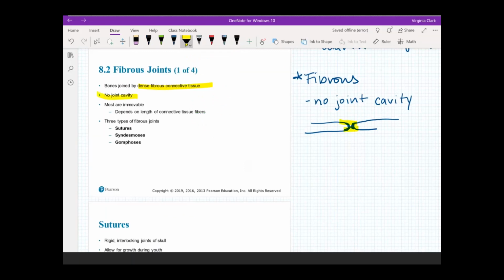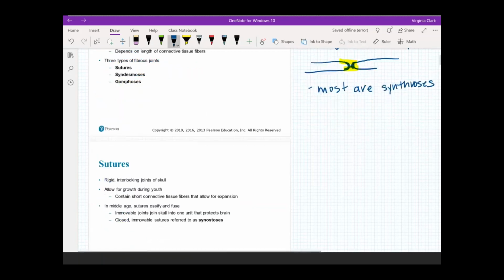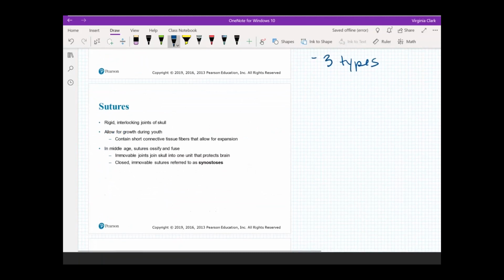The primary importance of a fibrous joint is that it is connected by fibrous connective tissue and has no joint cavity. Most of these are going to be synarthrosis, so most are not movable. Most fall into this functional classification as a synarthrosis. There are three types that you do need to know. We're not going to go super in depth with these three types for this chapter, but we'll review what they are. The first type is a suture.